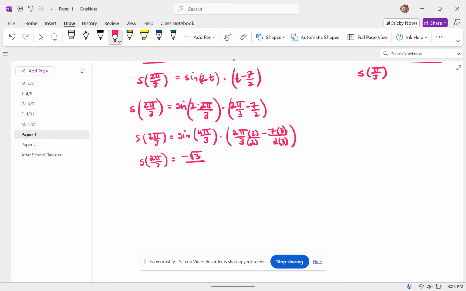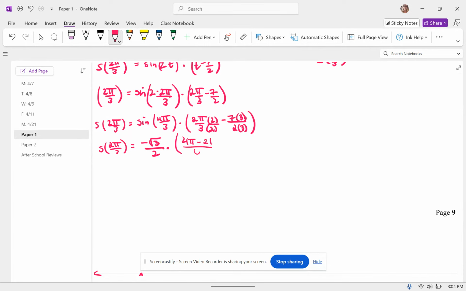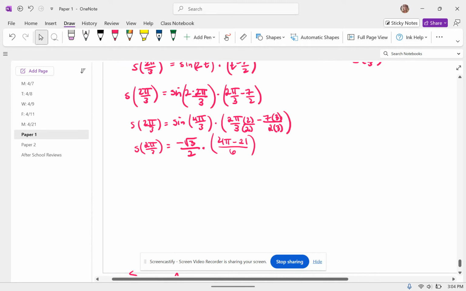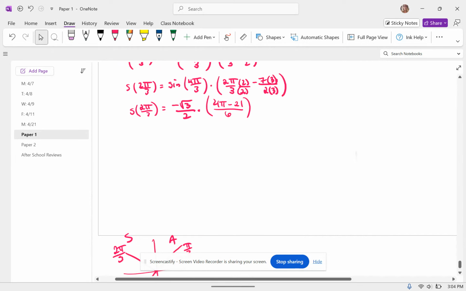Anyway, all right, so I got negative rad 3 over 2 times, and then what do I end up getting over here? 4 pi minus 21 over 6. We'll see how much we need to get through in the paper too, right? Okay, all right, so now I've got sine of 2 pi over 3.